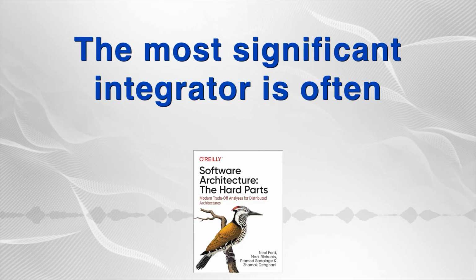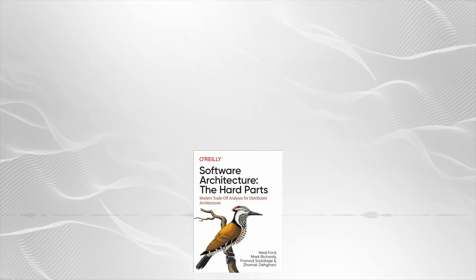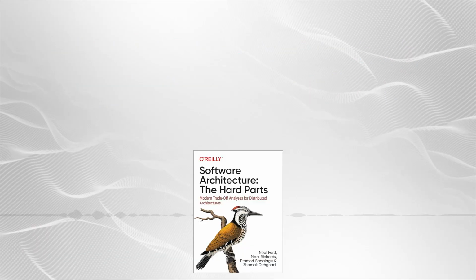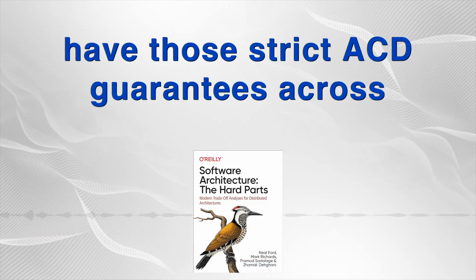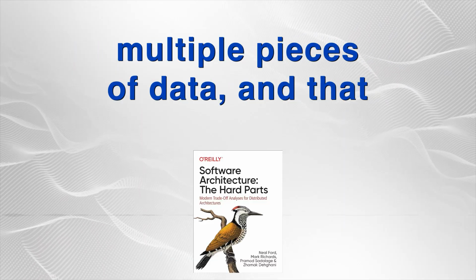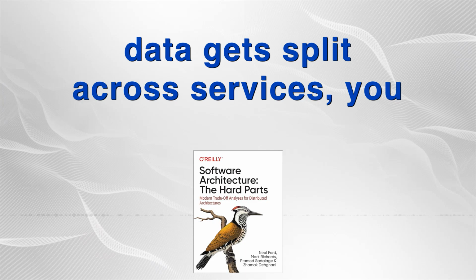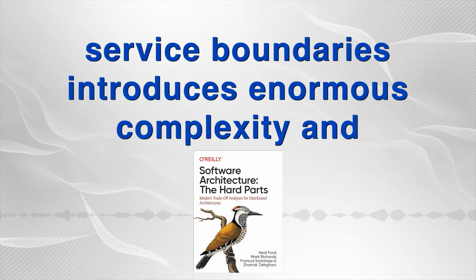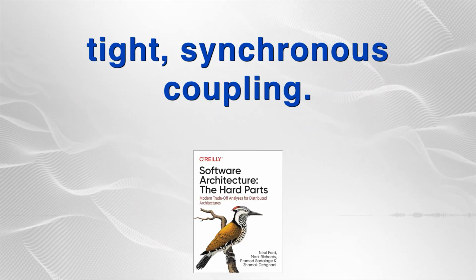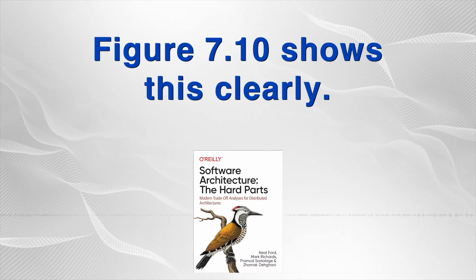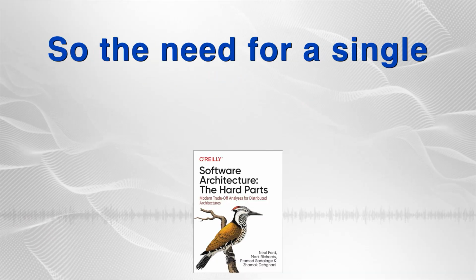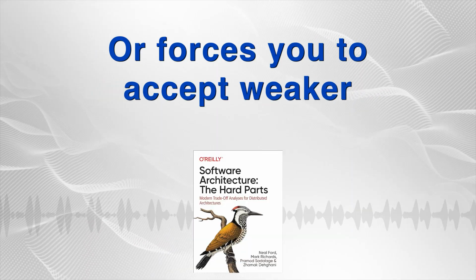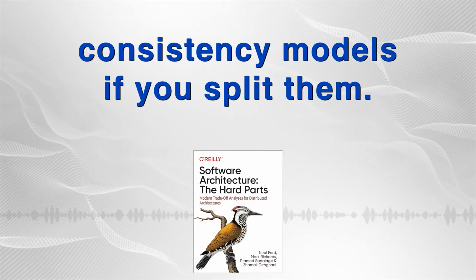The most significant integrator is often the need for database transactions. Specifically, ACID transactions. Atomicity, consistency, isolation, durability. If a single business operation must have those strict ACID guarantees across multiple pieces of data, and that data gets split across services, you have a major problem. Trying to maintain ACID across service boundaries introduces enormous complexity and tight synchronous coupling. Figure 7-10 shows this clearly. So the need for a single transaction often forces related data and logic into a single service boundary. Or forces you to accept weaker consistency models if you split them.